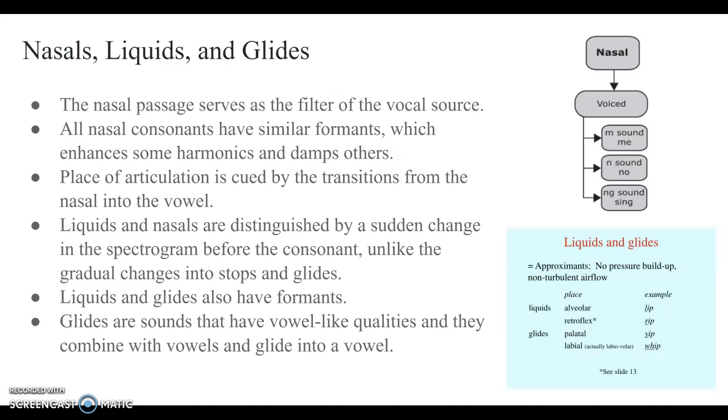In our last slide, we are going more into depth about nasals, liquids, and glides. So firstly, looking at nasals, the nasal passage serves as the filter of the vocal source. All nasal consonants have similar formants, which enhances some harmonics as well as damps the others. The place of articulation is cued by the transitions from the nasal right into the vowel.